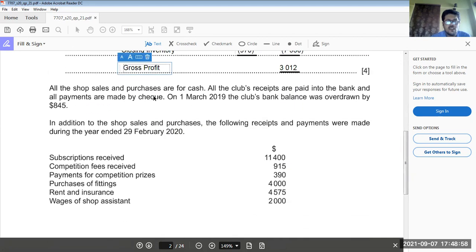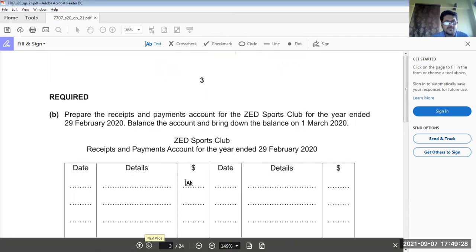Okay. All the shop sales and purchases, apart from cash, all the club payments are paid to the bank and payments are made by cheque. On 1st March, bank balance was overdrawn by 845 dollars. Overdrawn means we have taken a short-term loan from the bank, an overdraft. Now, the following receipts and payments were made. Okay, done. What do we do now? We have to prepare a receipts and payments account. Receipts and payments account means a cash book. So what we have to do?